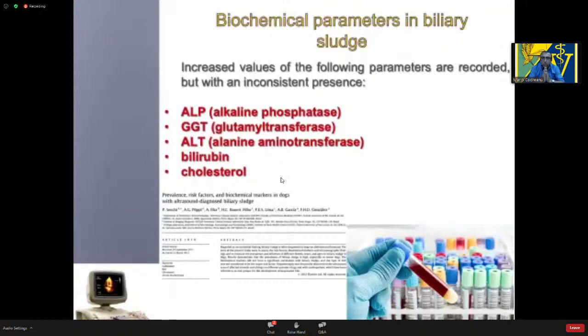We can register elevated levels of activity of the alkaline phosphatase. We can register a raised level of glutamyl transferase, and in addition to these, the most important enzyme activity, the alanine aminotransferase, is also registered with important changes and elevated levels. Also, changes of bilirubin, cholesterol, and so on. In order to sustain my presentation, I recommend some articles, some papers regarding the prevalence, the risk factors, and biochemical markers in dogs with ultrasound-diagnosed biliary sludge.